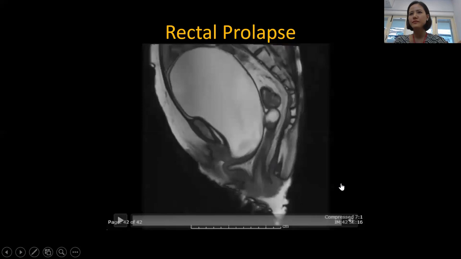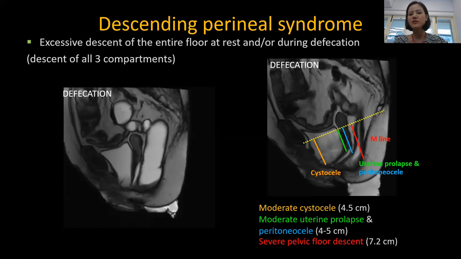Descending perineal syndrome is a generalized pelvic floor muscular weakness, which results in excessive descent of pelvic contents in all 3 compartments. On resting MRI, the level of the anorectal junction below the PCL is highly suggestive of this diagnosis. You can see in this case for anterior compartment, there is a moderate cystocele and moderate uterine prolapse and peritoneocele in middle compartment. And for posterior compartment, there is severe pelvic floor descent, that is M line.